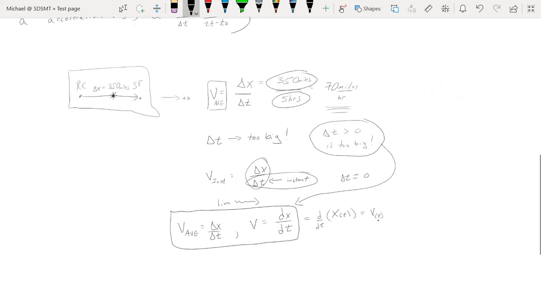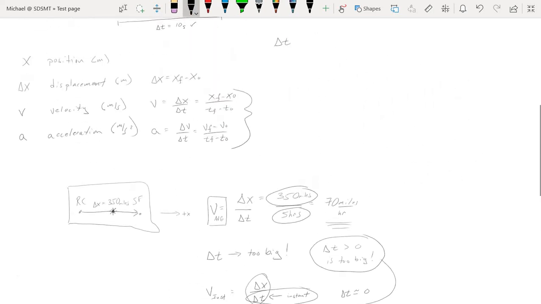Now, if that can happen with velocity, what about the acceleration term? Because that's also incorporating a delta t. Well, unfortunately, the same thing is going to have to hold true. Because if you are changing your velocity over a given interval of time, and that time interval is fairly large, hence anything bigger than 0, then the best that you're going to be able to do is to get an average acceleration.